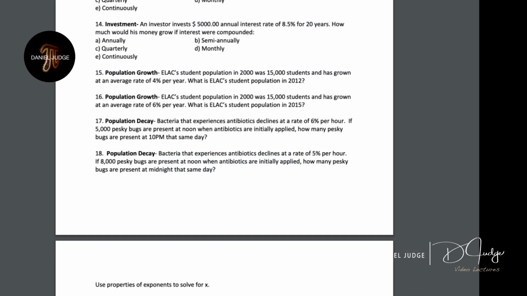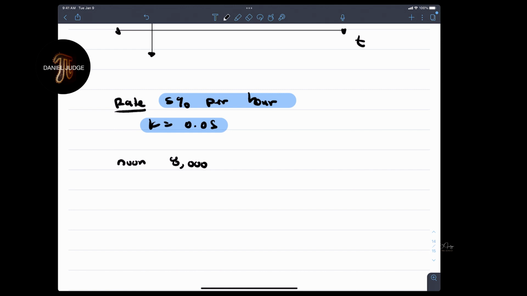But what they're saying is that's at noon when you apply your antibiotics. So evidently at noon, they had a particular starting population of 8,000 bugs. You start with 8,000. Okay. Noon, 8,000 pieces of bacteria. That's your P naught. And the rate is 5% decline per hour here.